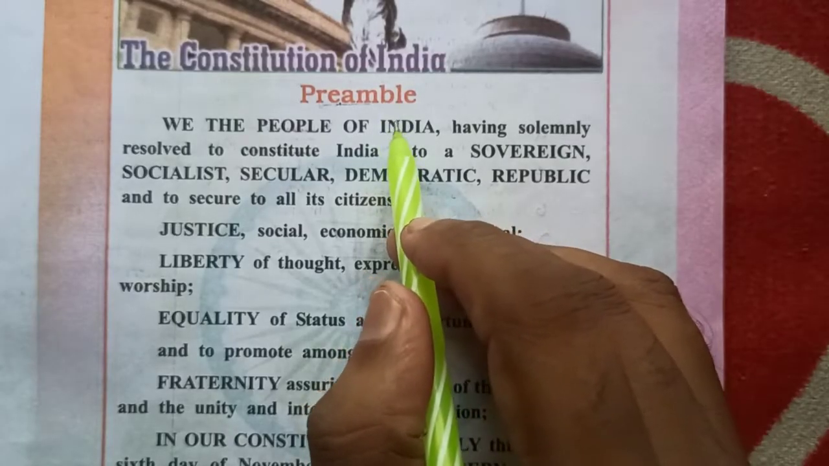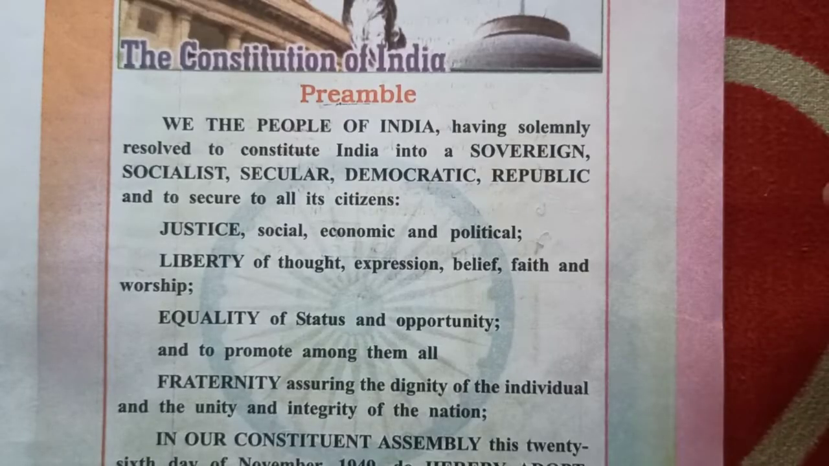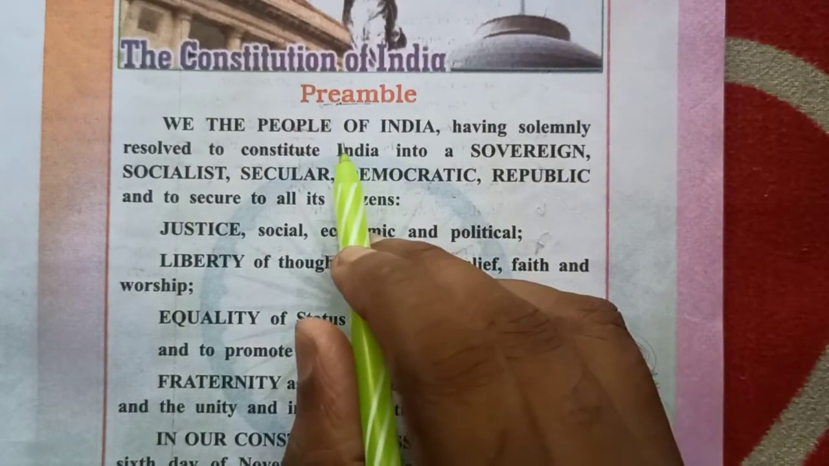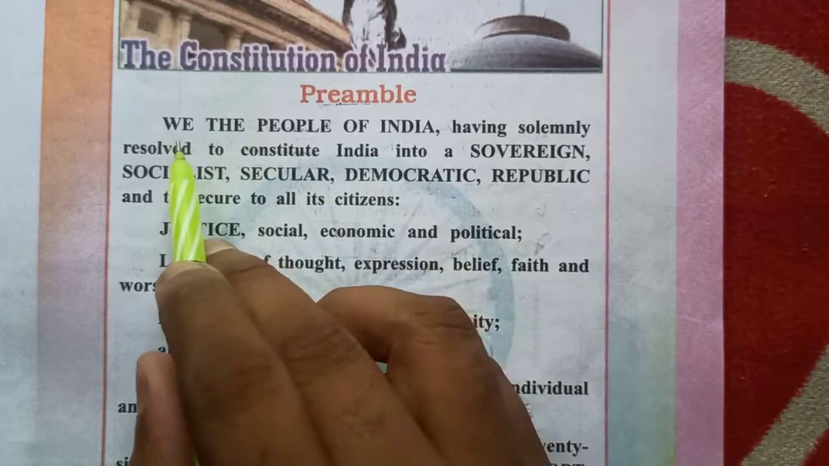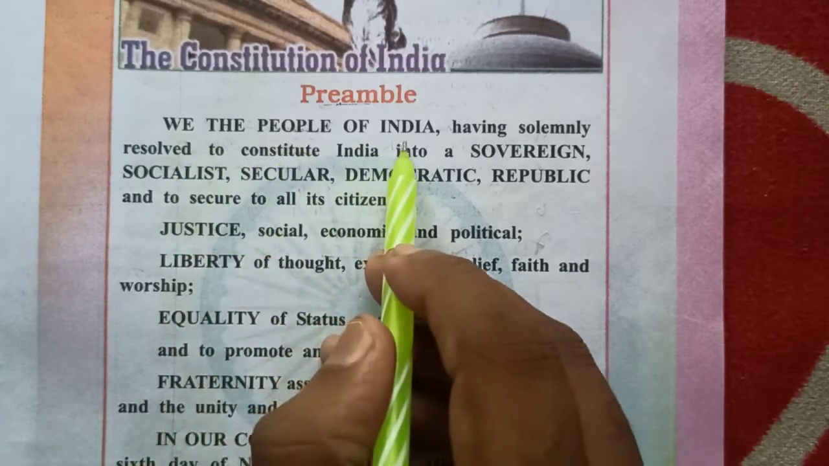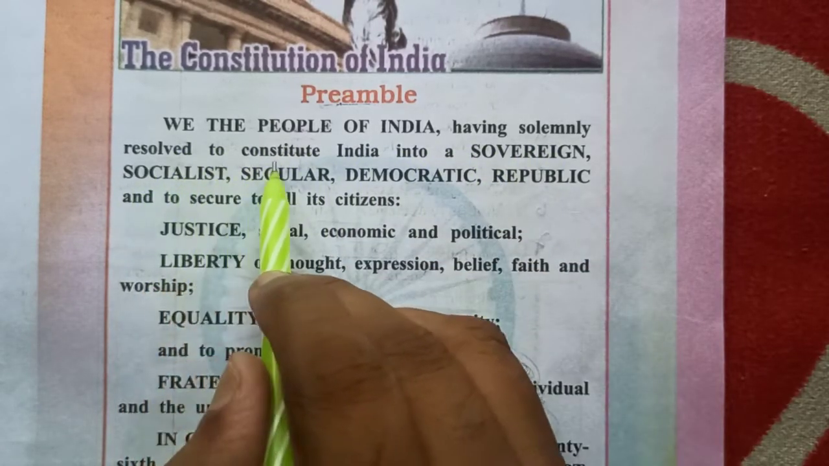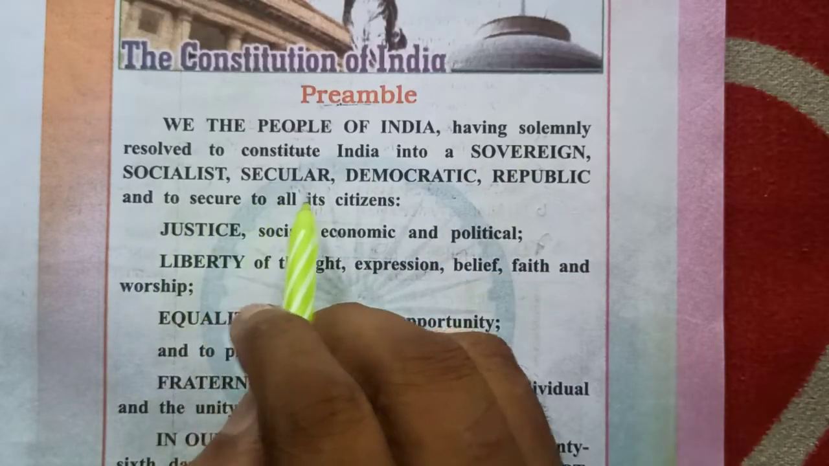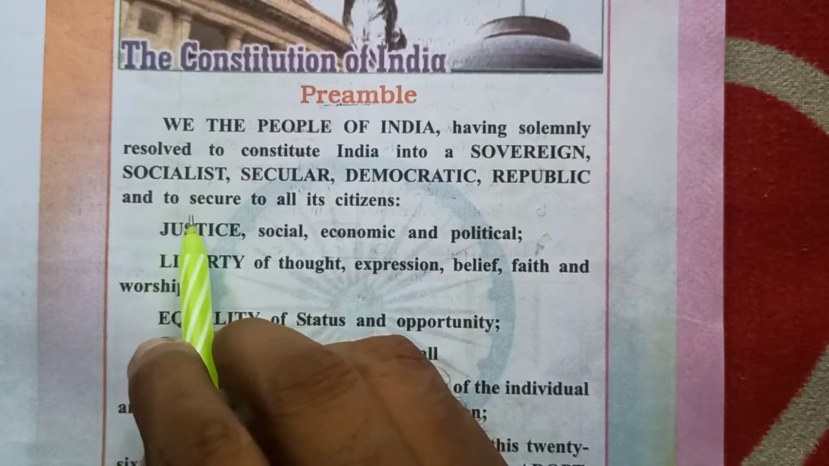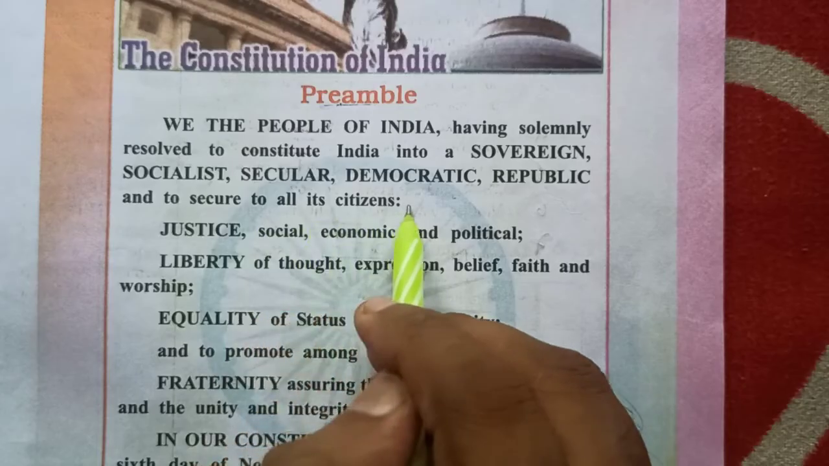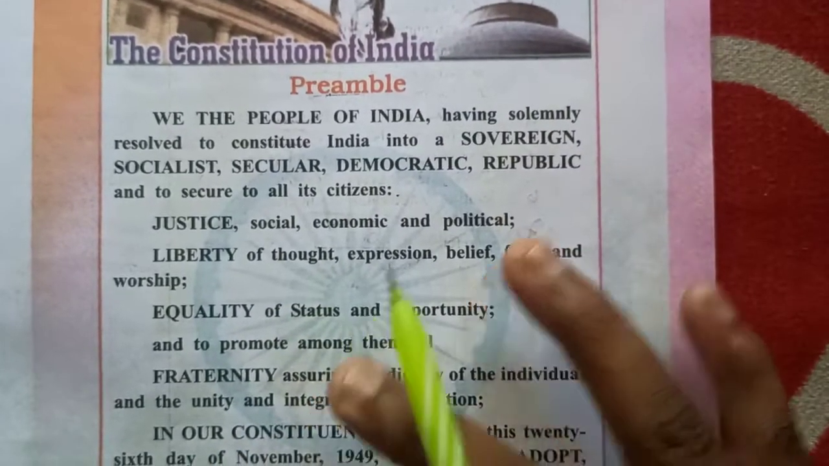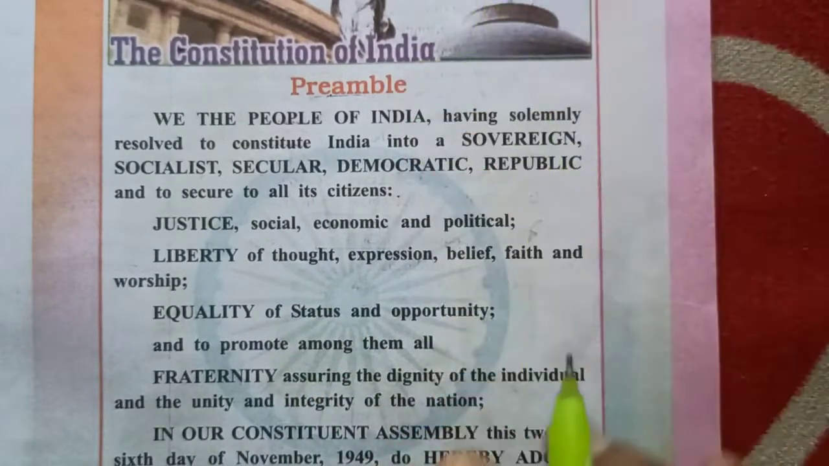The preamble is the first page of the Indian Constitution, where the first line of the preamble is, "We, the people of India, having solemnly resolved to constitute India into a sovereign, socialist, secular, democratic republic, and to secure to all its citizens."